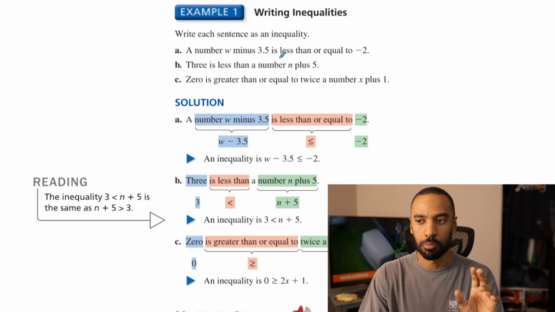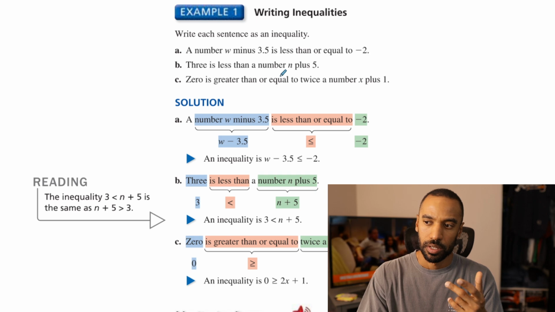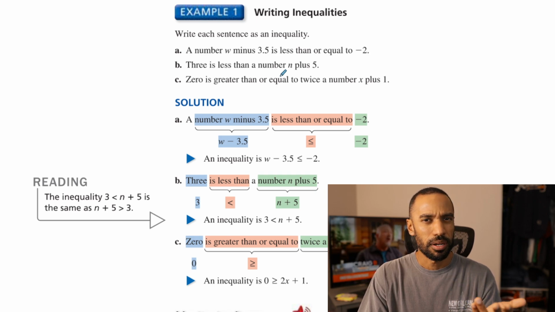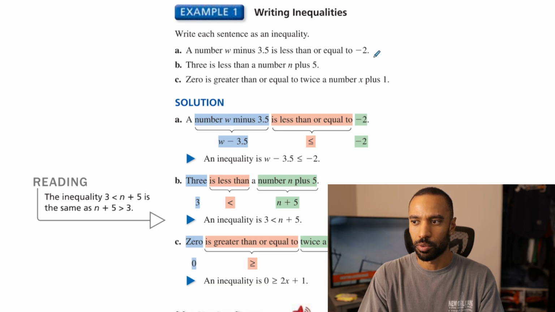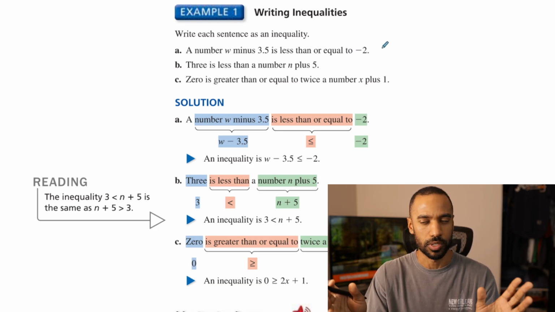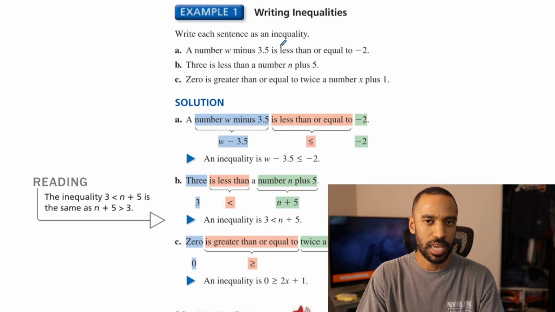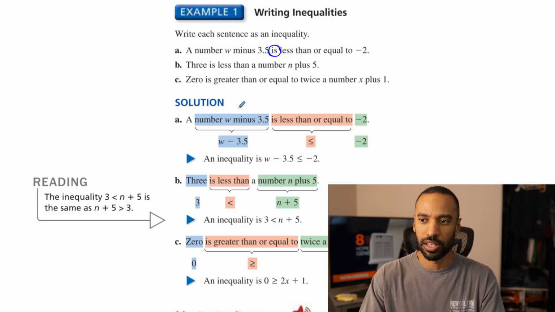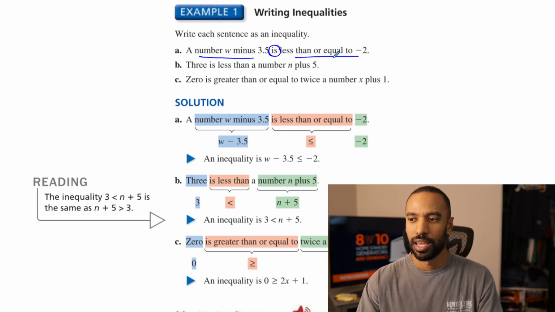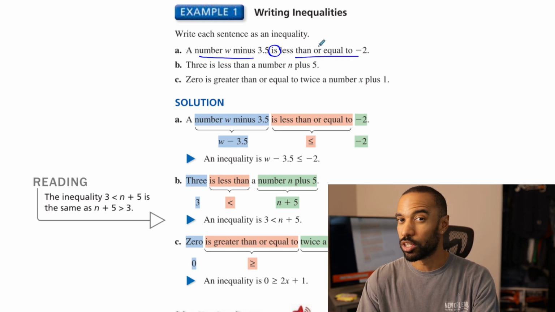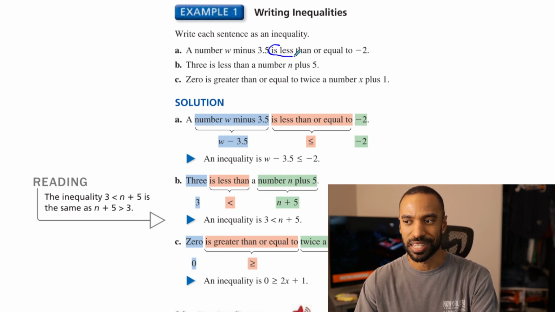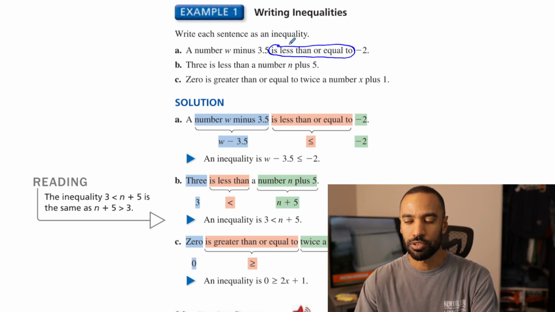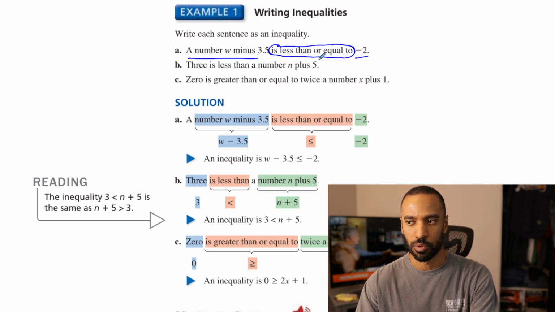Now, these ones look pretty direct, pretty literal. A number w minus 3.5 is less than or equal to negative 2. It looks like they're telling you exactly what to write in that scenario. But what I wanted to state before was when I said the word "is" separated the left expression from the right expression, the "is" now has a little bit more phrasing to it. Now it says "is less than or equal to." So this phrasing separates the left expression from the right expression.